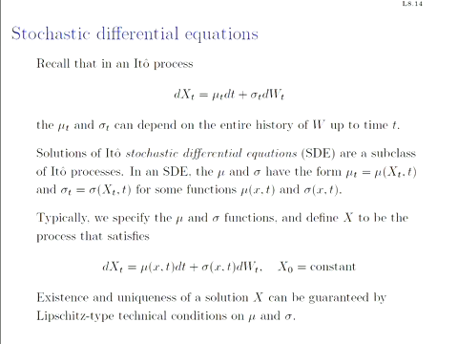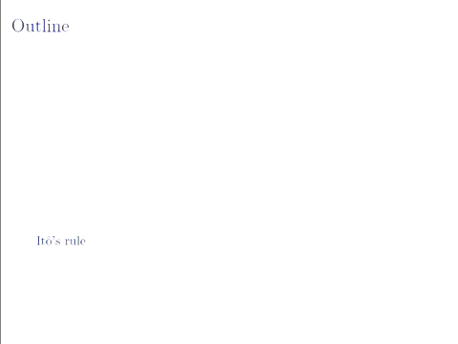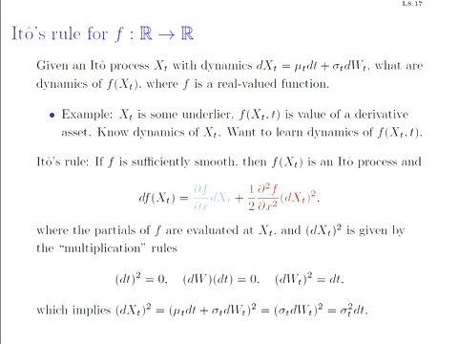So what else can I say? Basically, this is going to depend on the entire history of W up to time t, and the same goes for the mu and the sigma t there. Yeah, and that's pretty much it. So that's our Ito's integral, and now we're going to move on to actual Ito's rule.